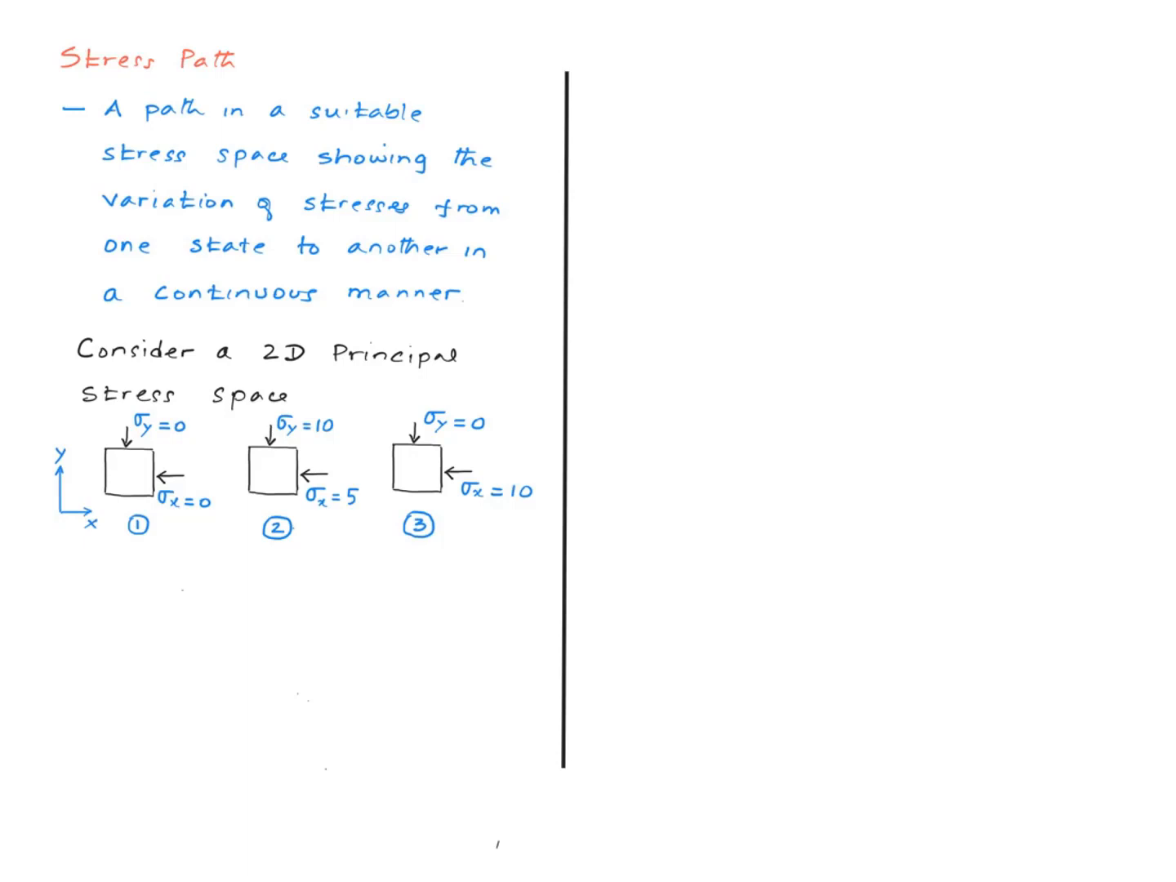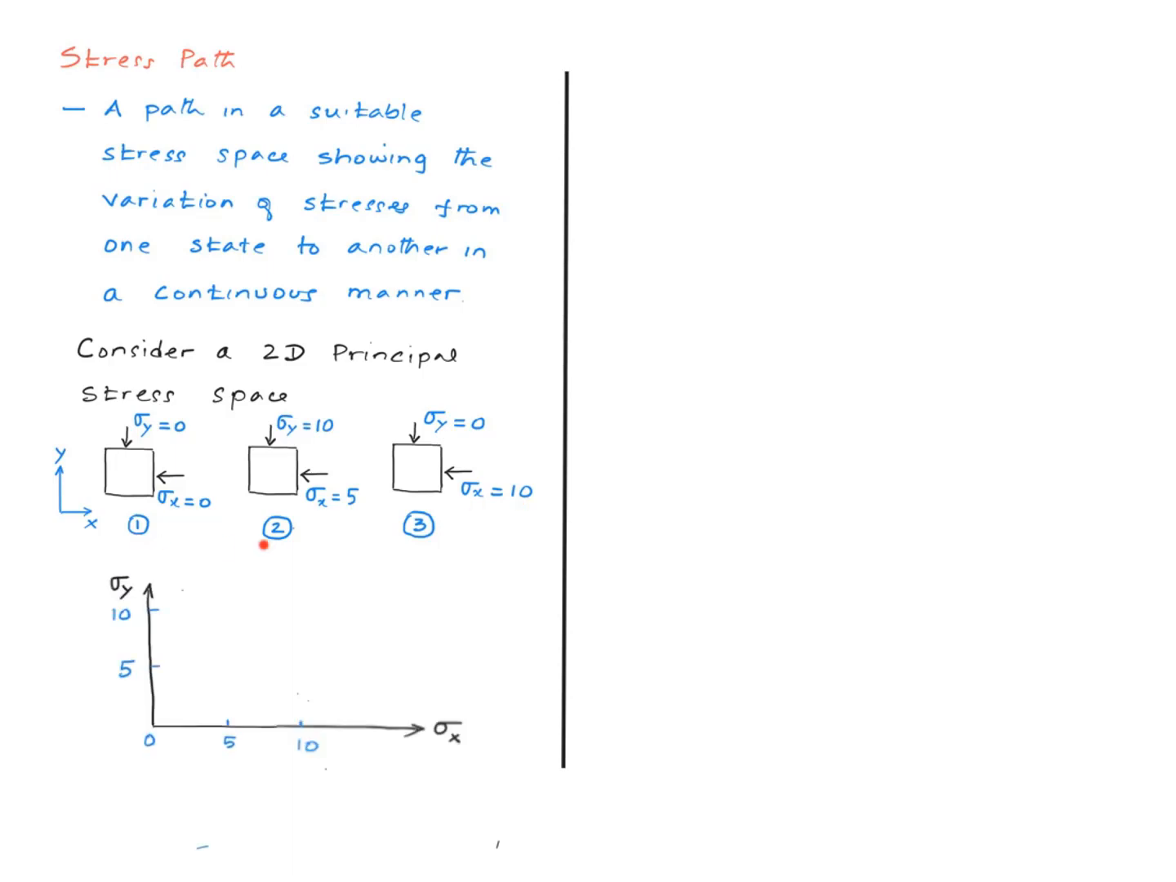Let's consider a two-dimensional principal stress space. I have a specimen here which is initially stress-free. Let's call this state number 1. In state number 2, the specimen is subjected to these stresses: sigma x is 5, sigma y is 10. And at state number 3, the specimen is subjected to these stresses: sigma y is 0, sigma x is 10.